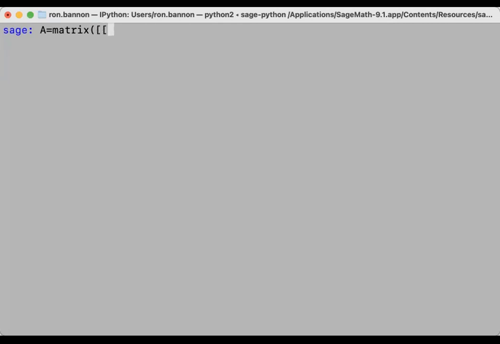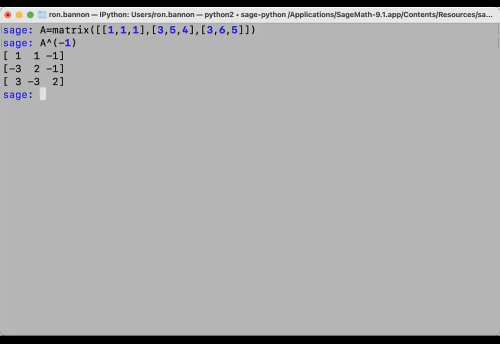What's the first row? 1, 1, 1. By the way, I am looking at my notes to do that. I don't remember the matrix at all. And then the second row is 3, 5, 4. And then the next row was 3, 6, 5. And what I want to do, A inverse. And let's see if the computer can do the same thing. Yeah, I hope I didn't copy anything wrong. What do they say? 1, 1, minus 1, minus 3, 2, minus 1. Yeah, I did pretty good. 3, minus 3, 2. Good job.